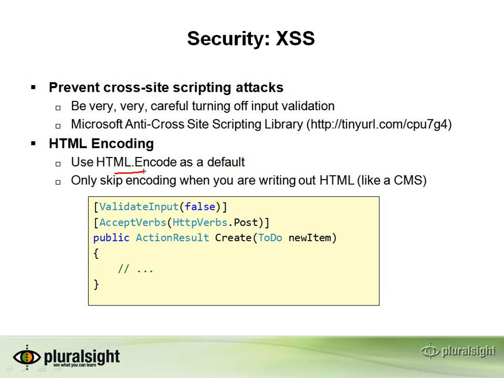Only skip using HTML.encode when you are sure you are writing out HTML and you know that HTML came from a trusted source. This might be something you need to do if you're writing an application like a content management system where people are authoring documents using HTML and uploading them into your system. If that's the case, you're going to have to make very sure that the documents they're uploading do not contain any cross-site scripting attacks inside of them. Libraries like the anti-cross-site scripting library can help you do that.